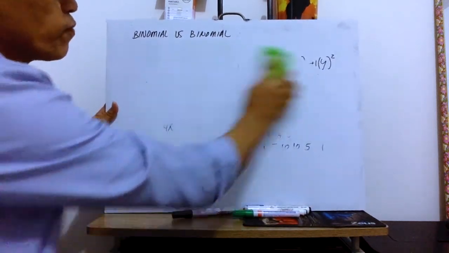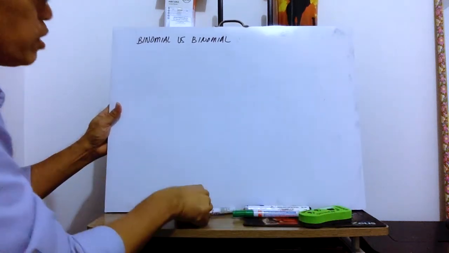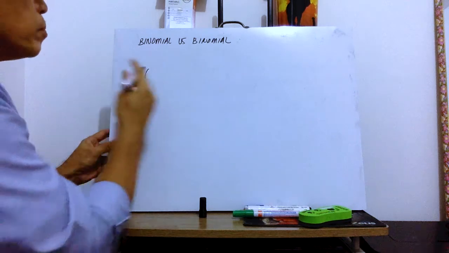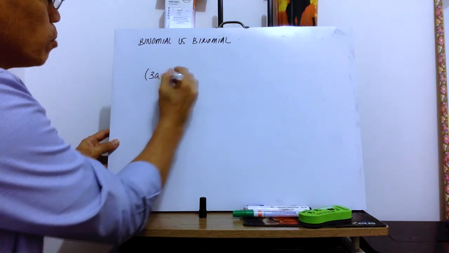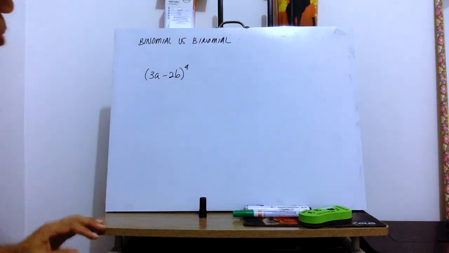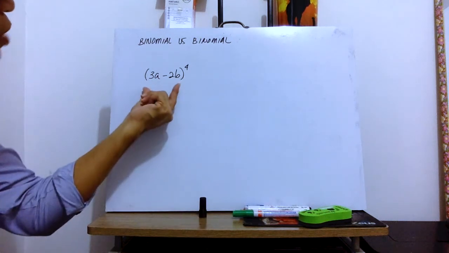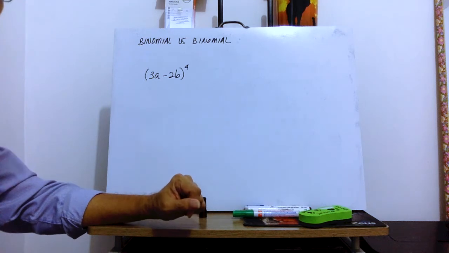What if we have terms that say 3a minus 2b raised to 4? How are you going to multiply that? Are you going to multiply 3a minus 2b 4 times? It's going to take you so much time.